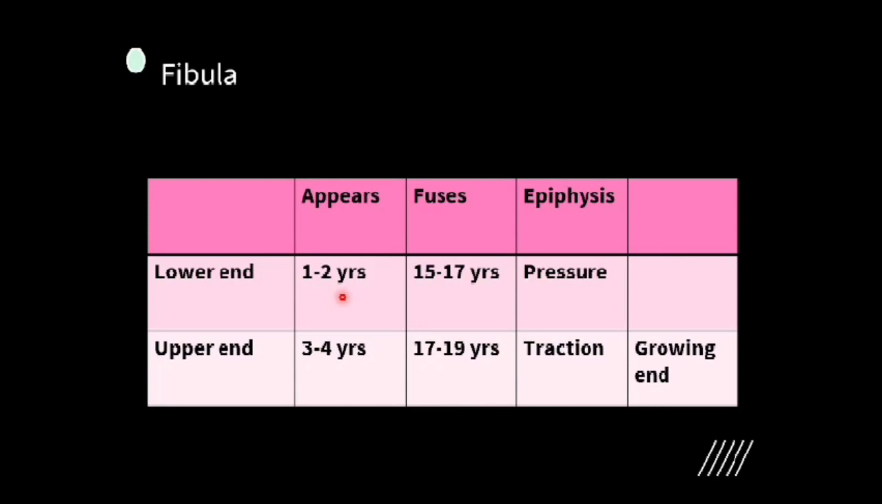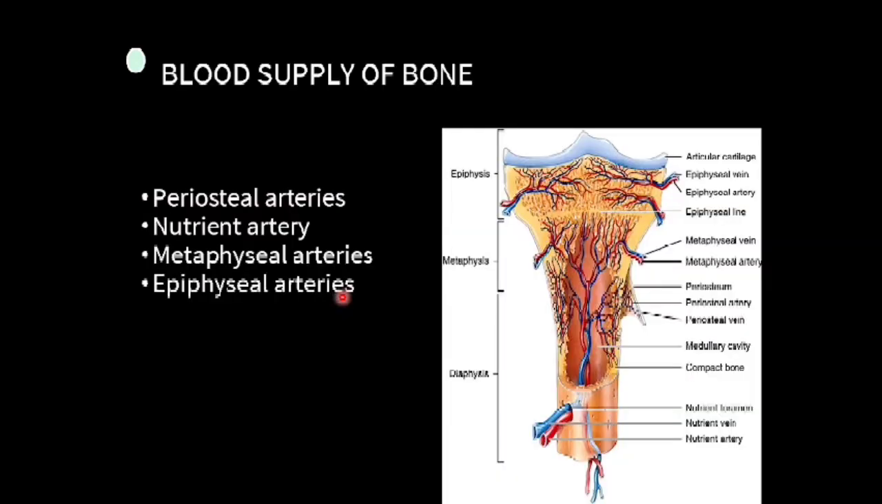The growing end definitely has to fuse last with the diaphysis. Because of this factor, even though the lower end has appeared first, the upper end is the last to fuse. So you can say the law of union of epiphysis is violated in this case, especially by the lower end of fibula. Even though it appears first, it is fusing earlier with the diaphysis.